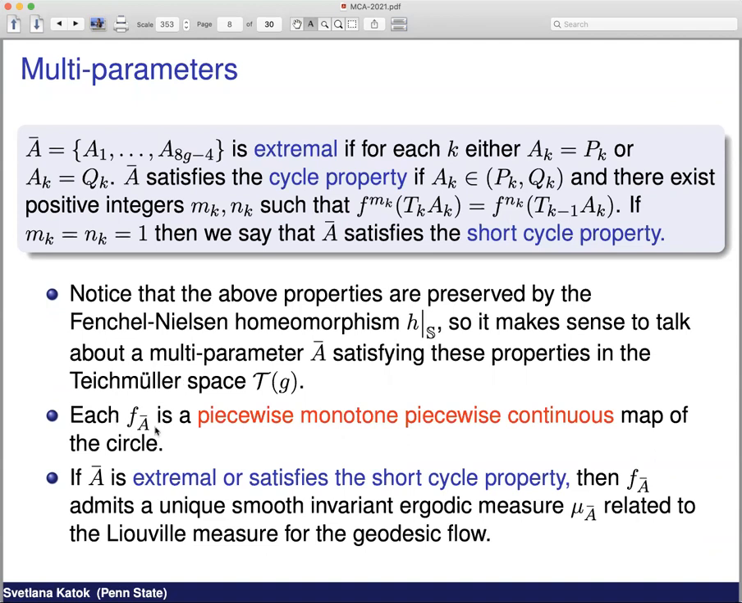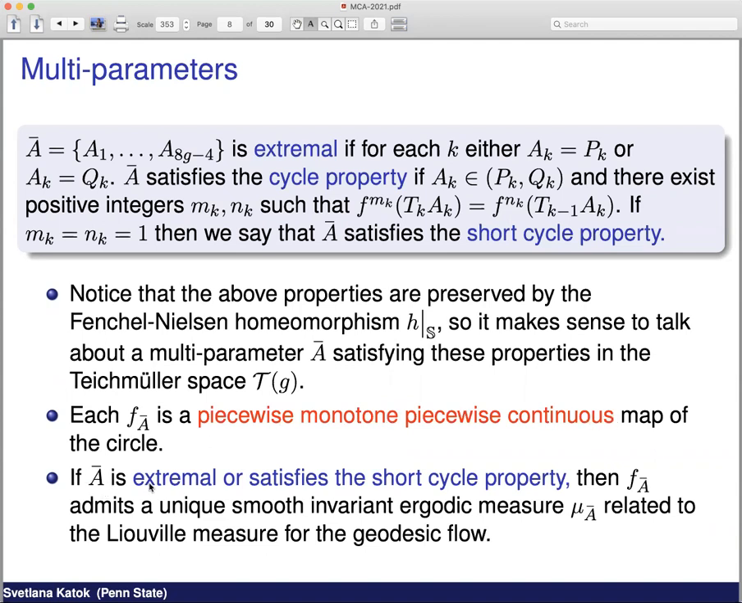Now, each FA is a piecewise monotone, piecewise continuous map of the circle. Okay, well, it's a fractional linear transformation inside. But if you look how it works on the boundary, you can write down the formula exactly, and you see that it's a piecewise monotone, piecewise continuous map.